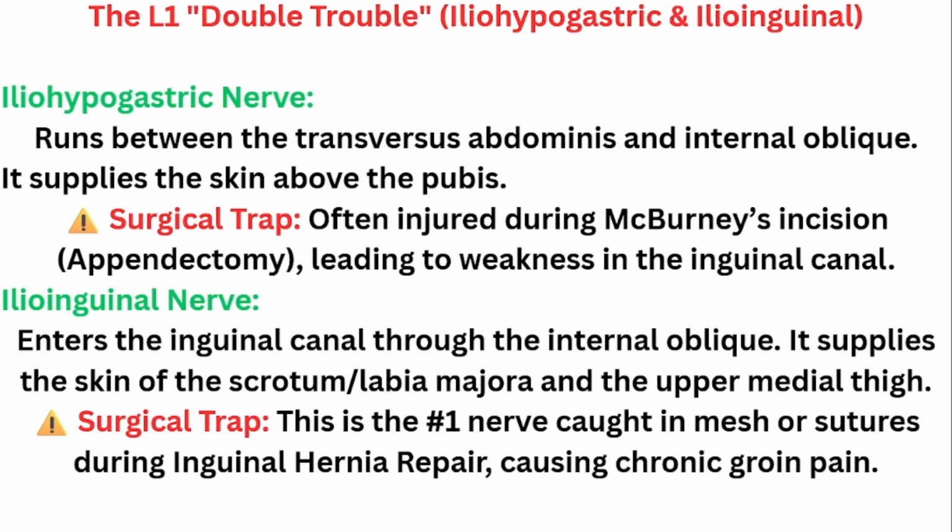The ilioinguinal nerve enters the inguinal canal through the internal oblique. It supplies the skin of the scrotum or labia majora, according to the gender of the patient, and the upper medial thigh. Where is the surgical trap here? This is the lumbar 1 nerve caught in mesh or suture during inguinal hernia repair, causing chronic groin pain.